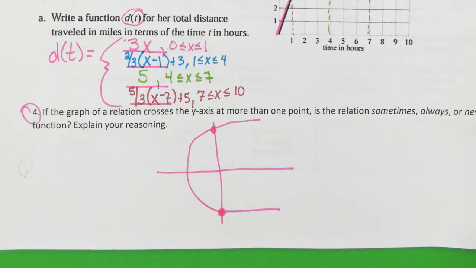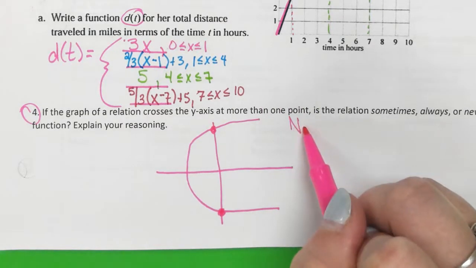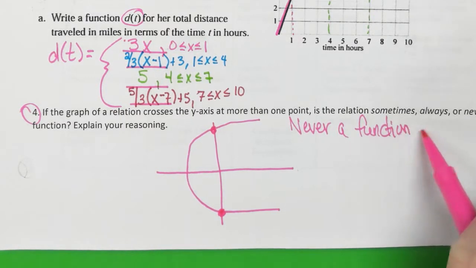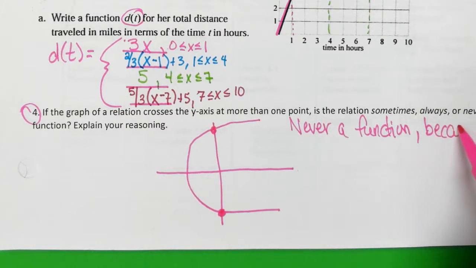So is that sometimes, always, or never going to be a function? Never. Because why? It doesn't pass the vertical line test. There you go.